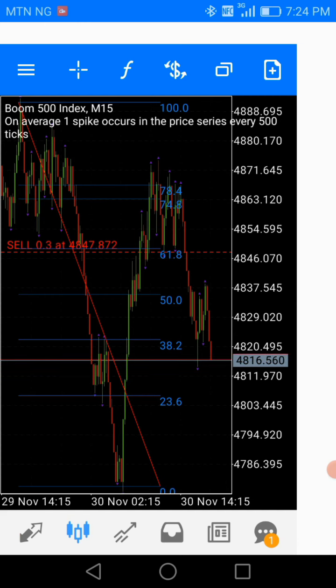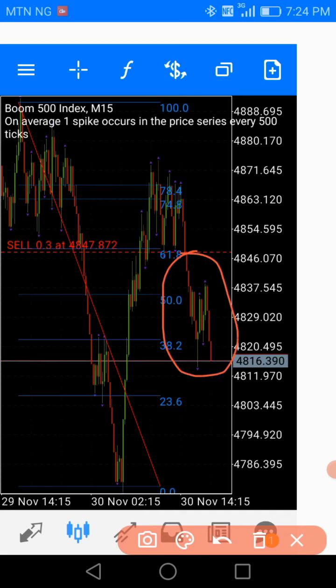Now imagine if I had used one standard lot size, or $5 or $2 or $15 lot size. This would have been running into thousands of dollars by this time. From here to here would have been running into thousands of dollars. Okay, and that's how we roll. Forex is real. Boom and crash is real and easy. All you need to do is to know what the market is doing at any point in time, and then you are good to go.